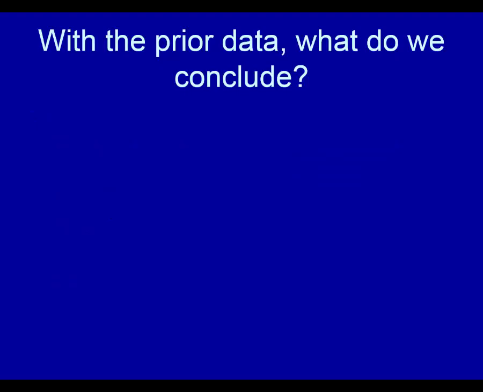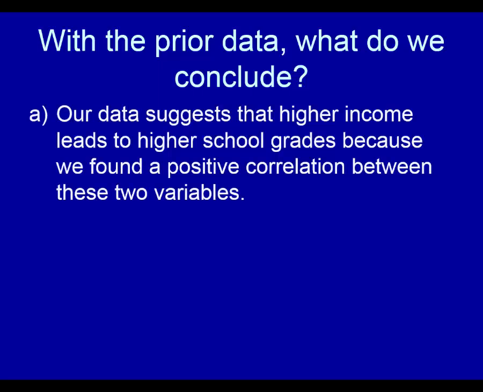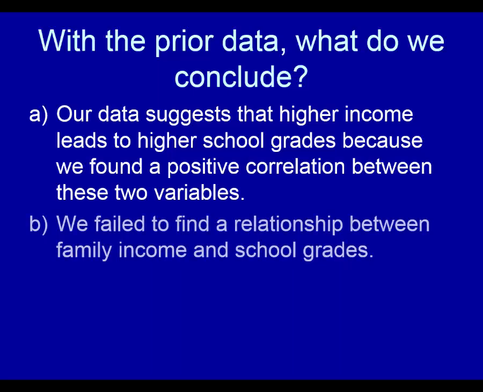With the prior data, what do we conclude? I'm going to give you a couple of options. Do we conclude our data suggests that higher income leads to higher school grades because we found a positive correlation between these two variables? Think about that for a moment. Is this a proper conclusion for this study that was just illustrated? Let's look at another option. We failed to find a relationship between family income and school grades.